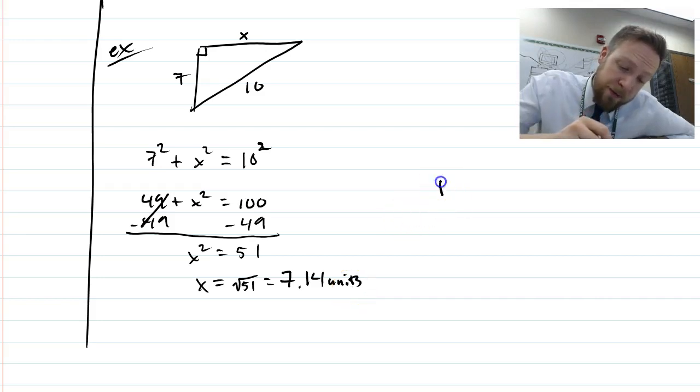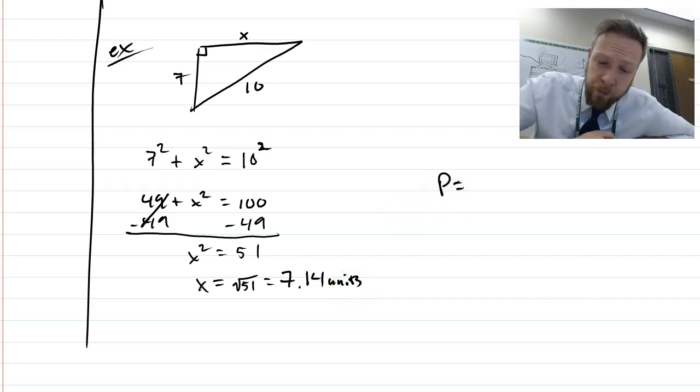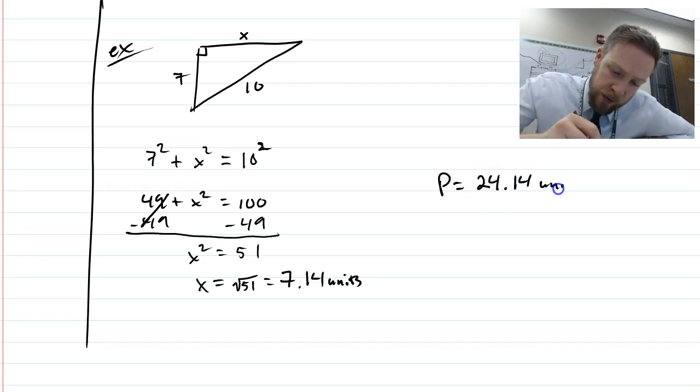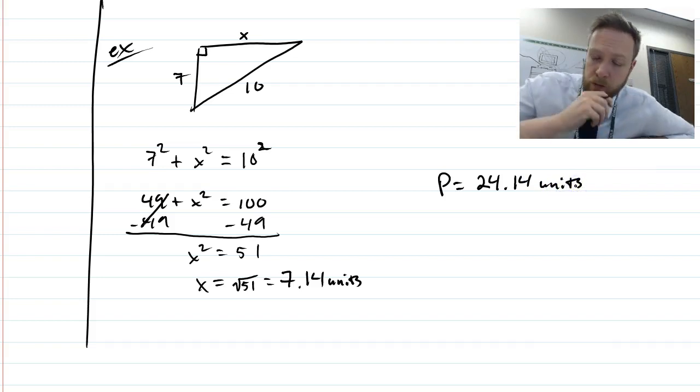Okay, so if they ask for the perimeter, we would just add up the legs and the hypotenuse. That would be, well, 7 and 7.14 is 14.14. So it's 24.14 units for the perimeter.